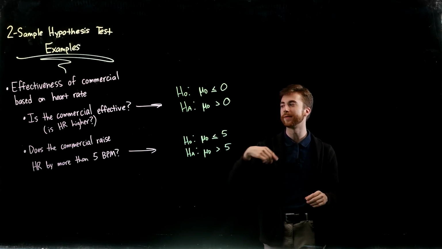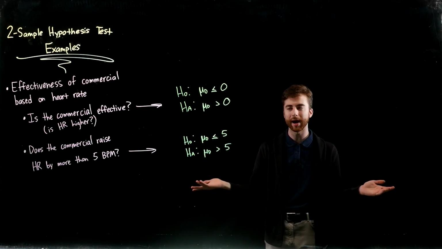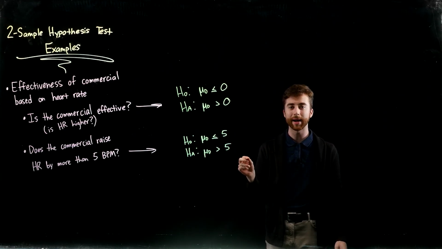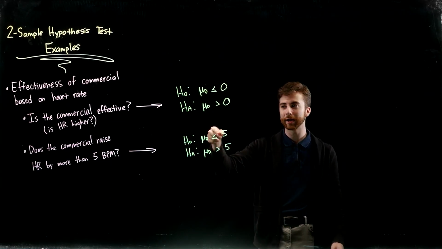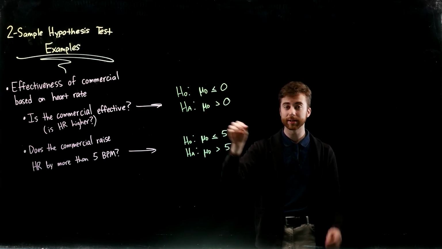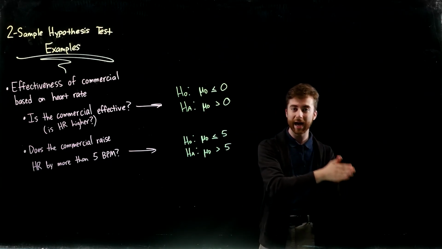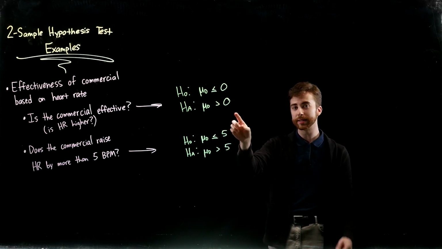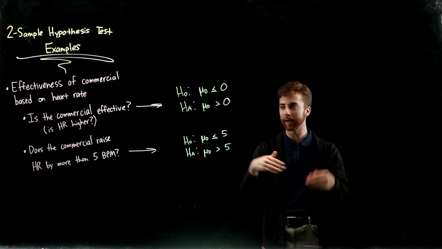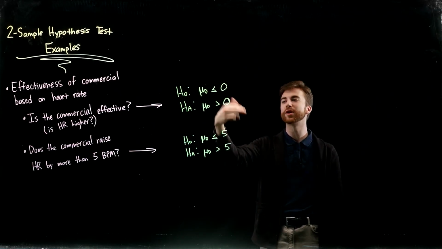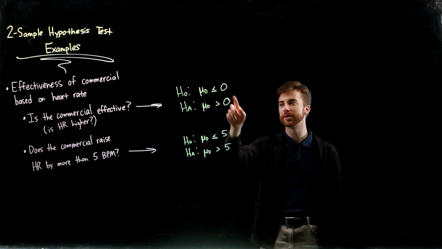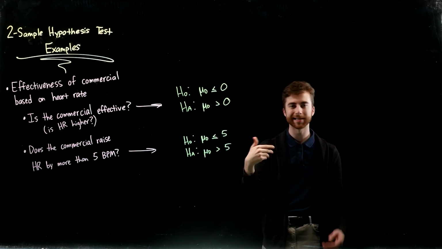So is the commercial effective? Just wondering, is the heart rate going to be higher? Well, remember, what we're wondering about is what we match with the alternative hypothesis. So if the heart rate is higher, that means that the average difference of the heart rate before versus after the commercial would be something greater than 0, that it was an increase in the heart rate. So it's simply mu d is greater than 0, and then you flip that logic, mu d is less than or equal to 0 for the null and alternative hypothesis, and that's how you set that up.